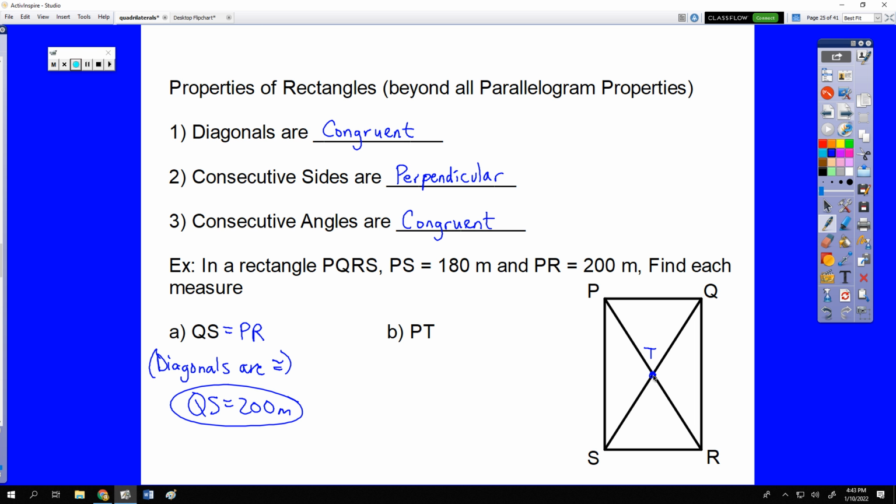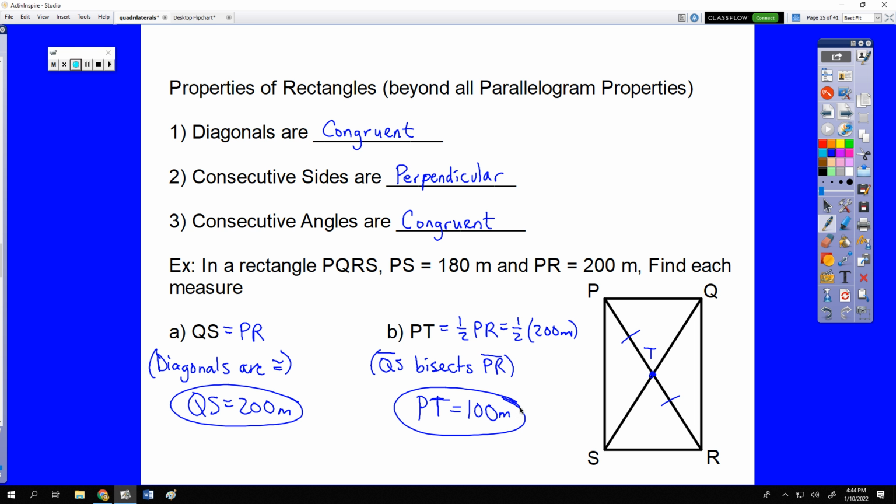If we're asked to find the length of PT, and we know the length of PR, that should not be very difficult because it's not a rectangle property, but we should be aware that QS is bisecting PR because it is in fact a parallelogram. And if QS bisects PR, then PT is equal to exactly half the length of PR, which means that PT would be 1/2 of 200 meters, meaning that PT is 100 meters.